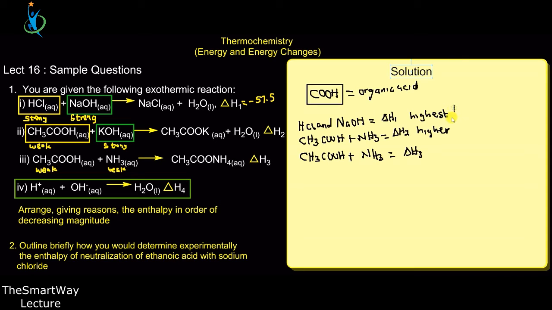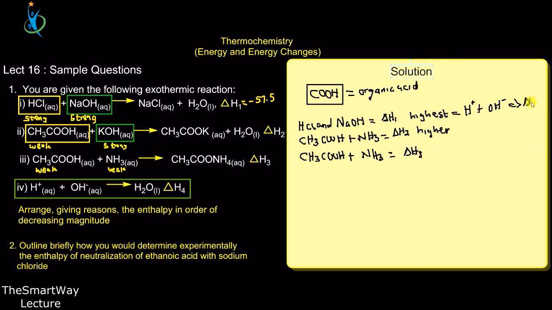So that and that will all have the same rank. So I have this one also having equal rank with that. So this one, this and this will have the same rank. That is, I have the H plus reacting with the OH minus. So it will have the same rank, and then its enthalpy value is H4.